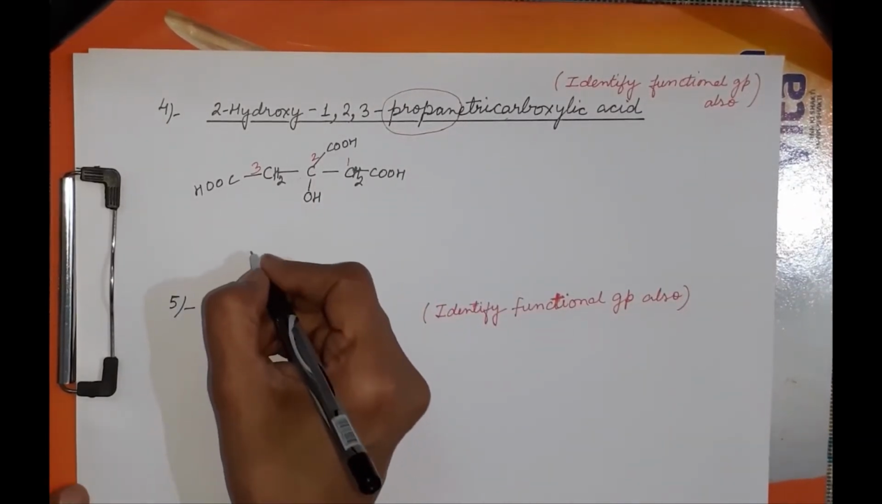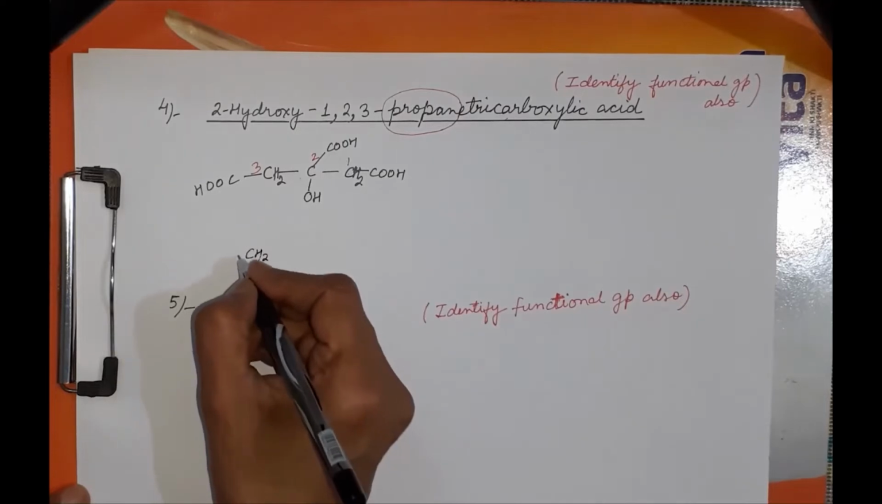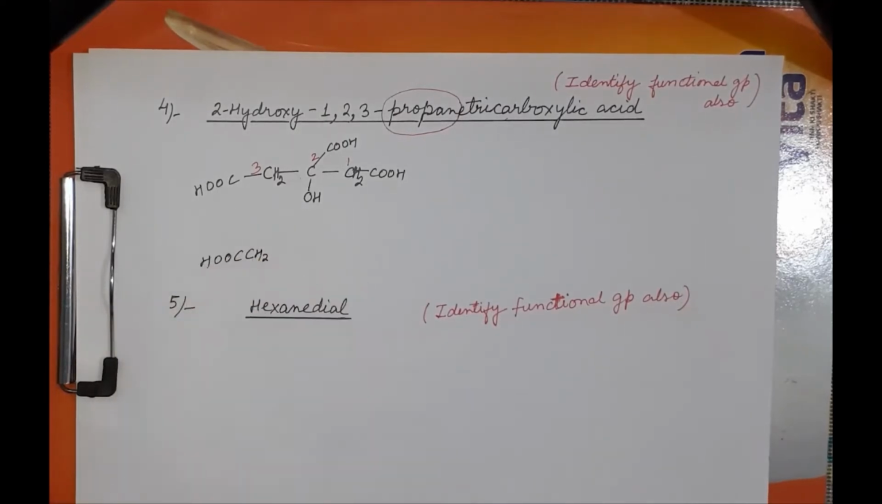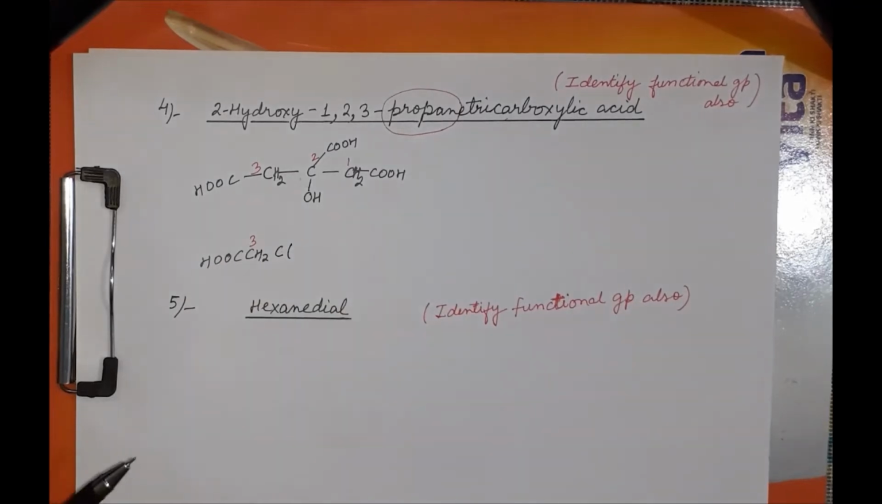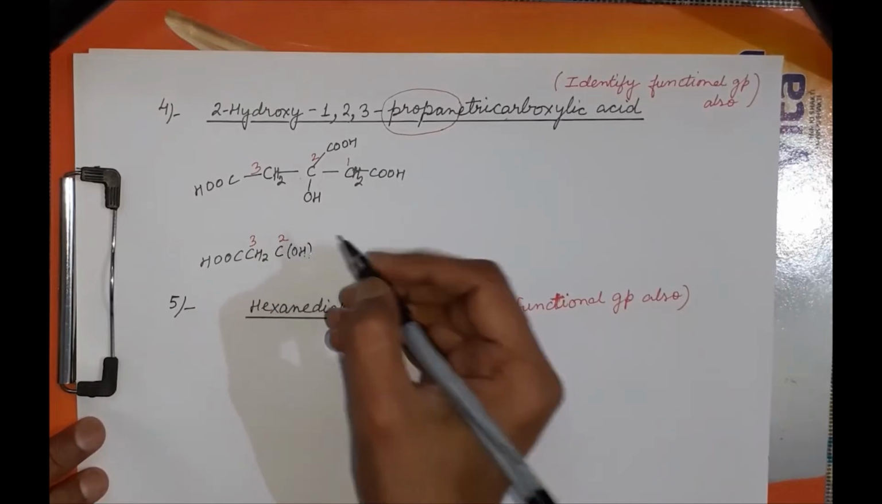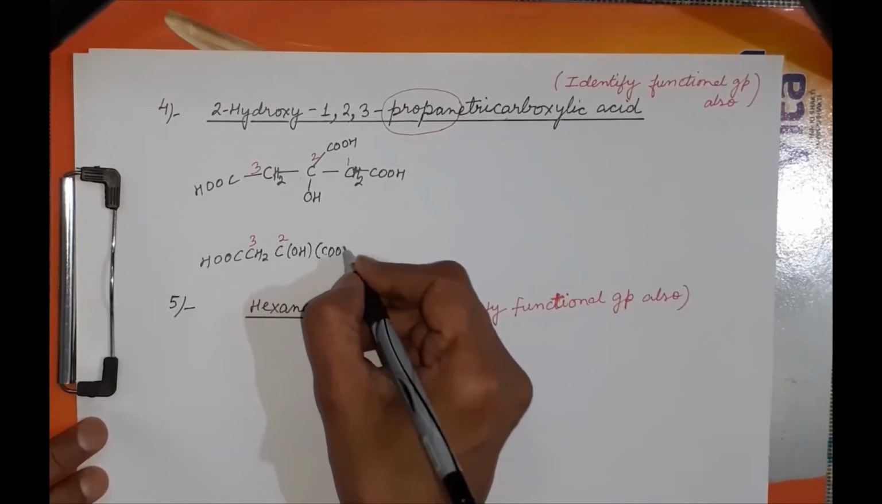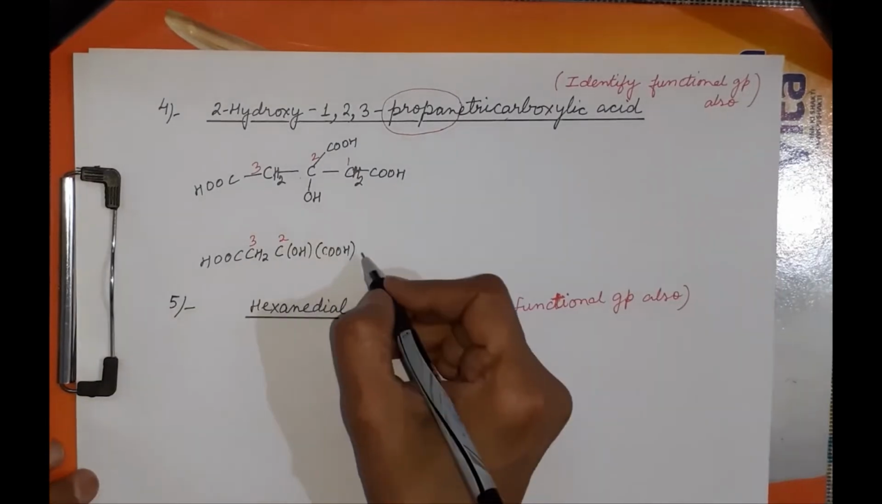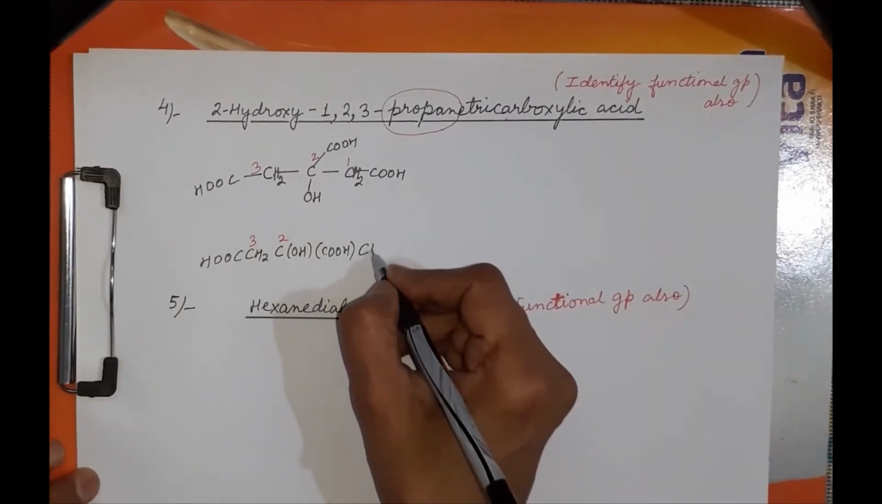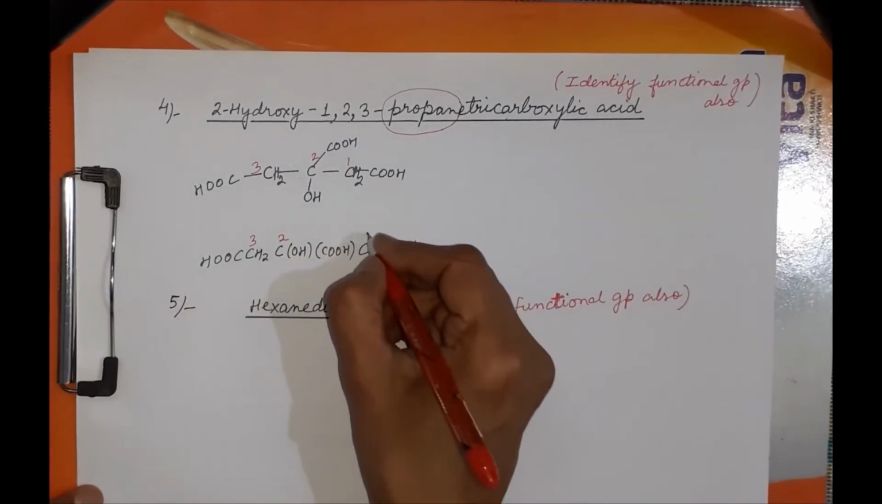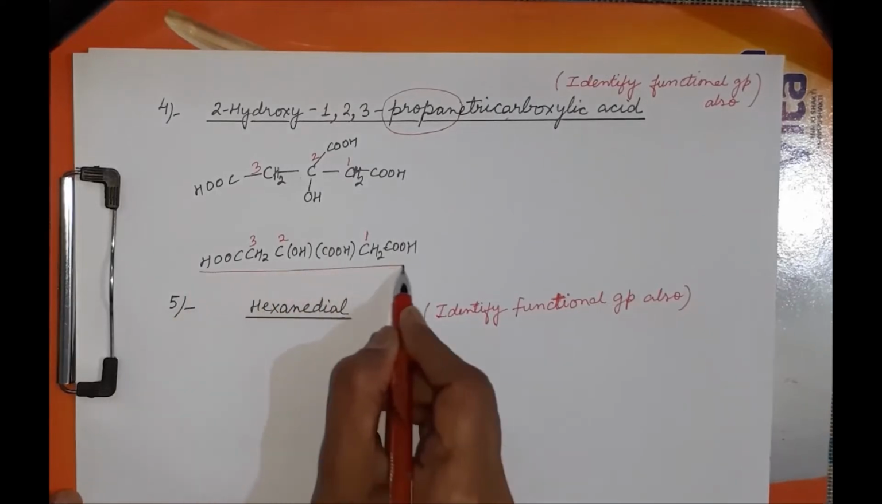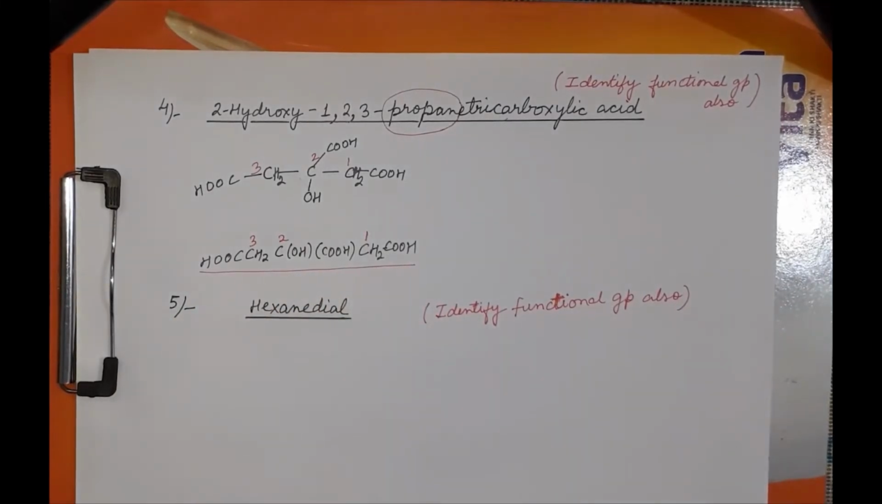Suppose we write it like this: CH2COOH. So this is the 3rd number carbon atom. After this comes the 2nd number carbon atom, and this 2nd carbon atom has one OH group, in bracket we will write it like this, and one COOH group like this. And then comes the number 1 carbon atom, which is attached to one COOH group. So it can be written in the condensed way like this also.